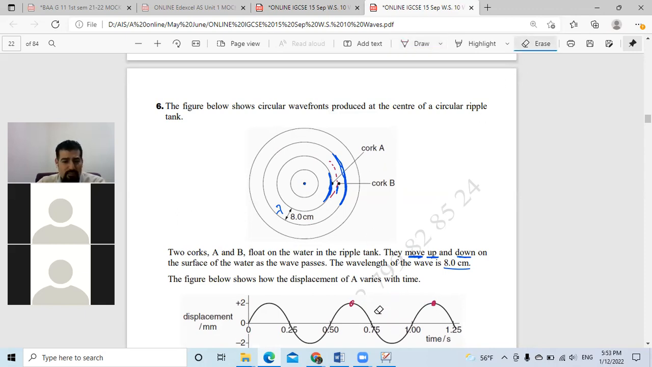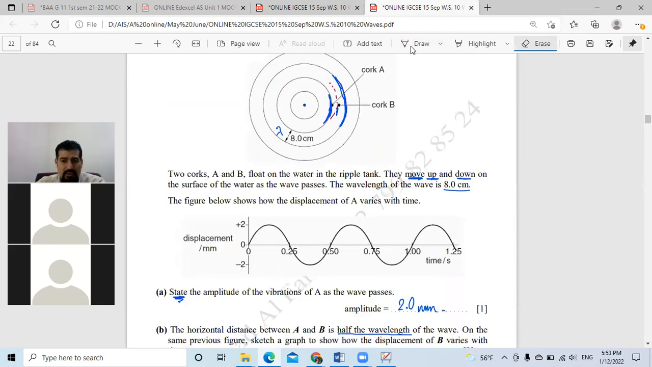B, it will be in which position now? On the trough. So how am I going to draw B? Same as this one: same period, same frequency, it doesn't change, but it will be in the opposite direction, like this. Why in the opposite direction?